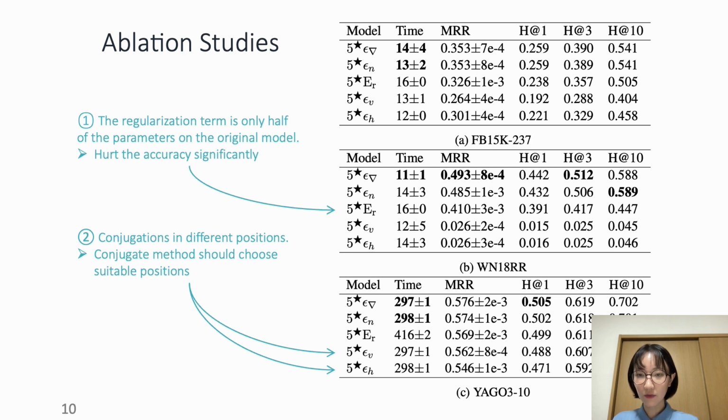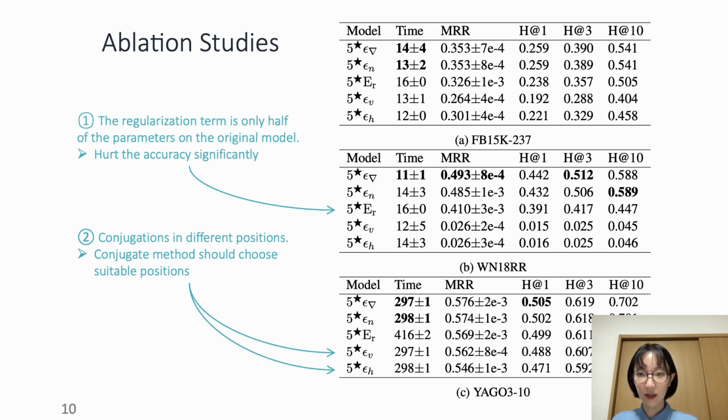We set negative conjugation in model 5★εn and a vertical conjugation in model 5★εv, where parameters are the conjugation of parameters in their vertical direction instead of the diagonal direction. In model 5★εh, which is the horizontal conjugation, parameters are the conjugation in the horizontal direction.